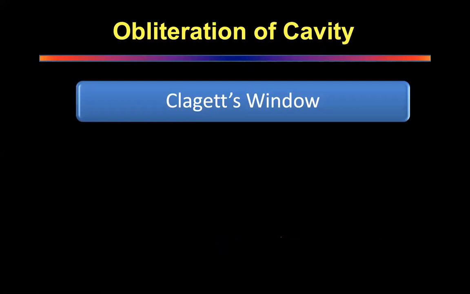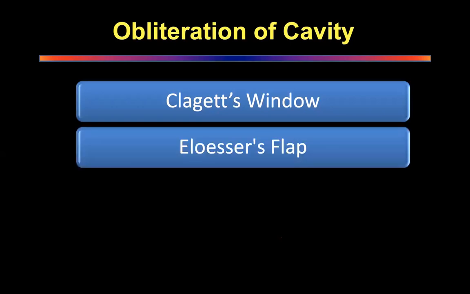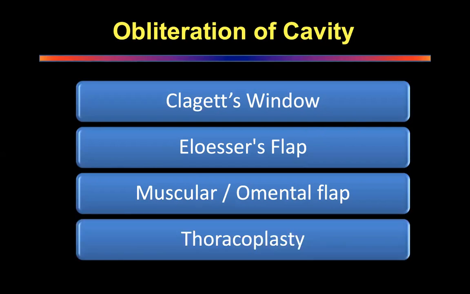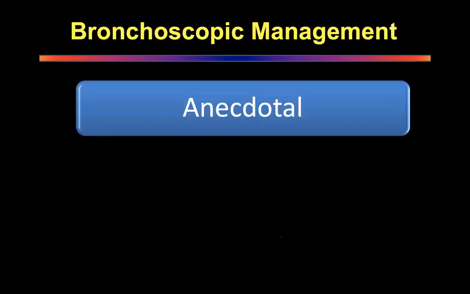You might want to do something called a Clagett's window, which means you do a window on the side and allow the pus to drain out. You might also want to do something called an Eloesser flap, and I'll tell you the difference between the two. And then once you've got control of the infection, you might later on want to use muscular or omental flap. And the last option available to you is a thoracoplasty, where you might drop the whole chest wall to reduce that large cavity.